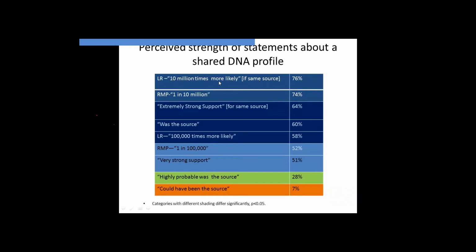10 million times more likely if the same source comes out at the top. 76% of the time it was rated as the stronger statement. So it's like, for you Brits, the Man City of statements. Whereas, could have been the sources down here at the bottom. So it prevailed only 7% of the time.